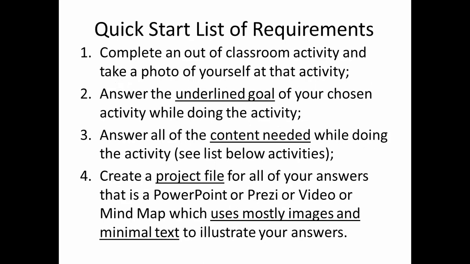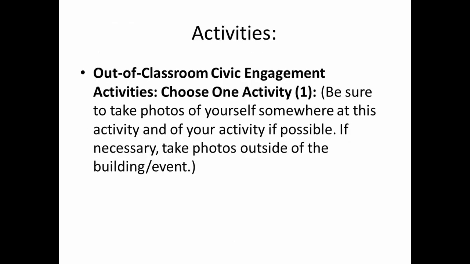Quick start list of requirements. This is meant to be just an overview of everything that happens. 1. Complete an out-of-classroom activity and take a photo of yourself at that activity. 2. Answer the underlying goal of your chosen activity while you are doing the activity. 3. Answer all of the content needed while doing the activity. See the list below for activities. 4. Create a project file for all of your answers that is a PowerPoint or Prezi or video or mind map, which uses mostly images and very minimal text to illustrate your answers.